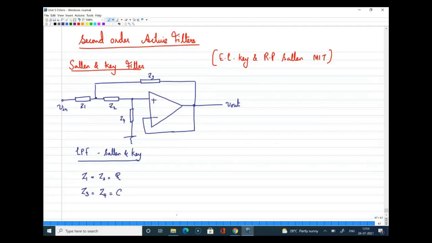That will give you a low pass filter. So for a low pass filter, the components should be selected as resistive for Z1 and Z2 and capacitive for Z3 and Z4. Can I ask you to redraw the structure in your book by placing resistors for Z1, Z2 and capacitors for Z3 and Z4? Can you do that? I'll also be doing it.